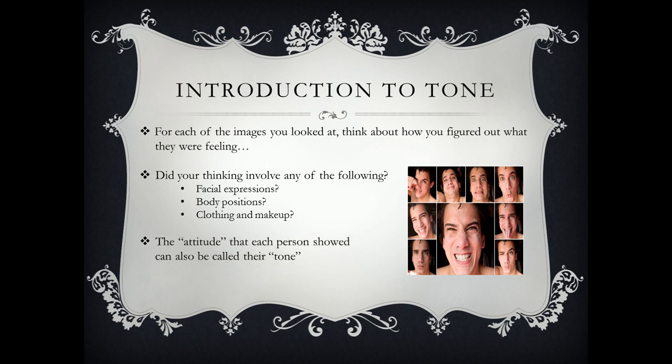The reason why I introduced this idea, trying to describe people and their emotions, is that the attitude that each person shows can be called their tone. And so that's an introduction as to what tone is in writing. If you look at each of those people as a piece of writing, then you can start to look at some different ways that they might be expressing themselves. For example, if you start getting a piece of writing that's very angry, it's going to become clear to us as we're reading that that's what the author's feeling. It's just like a picture.